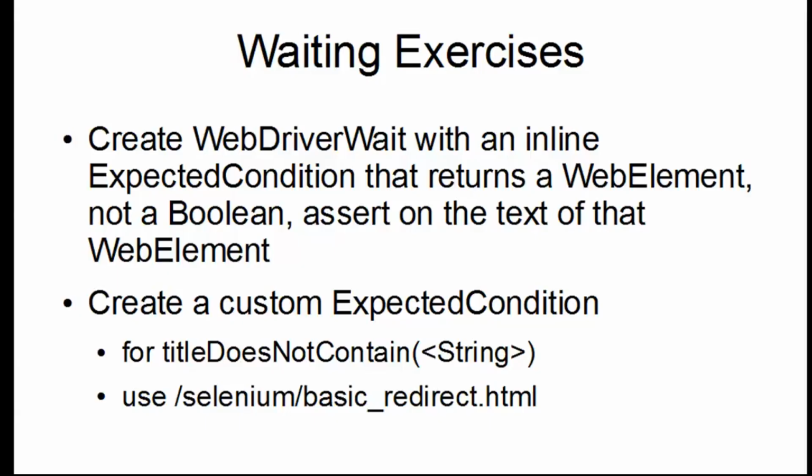So typically I would wait on the option 23, the Java, then assert that that option 23 does actually have the text Java. The other thing we're going to do is to create our own custom expected condition called title does not contain. It will take a string as a parameter and use the /selenium/basic_redirect.html page. I'm just going to show you that.